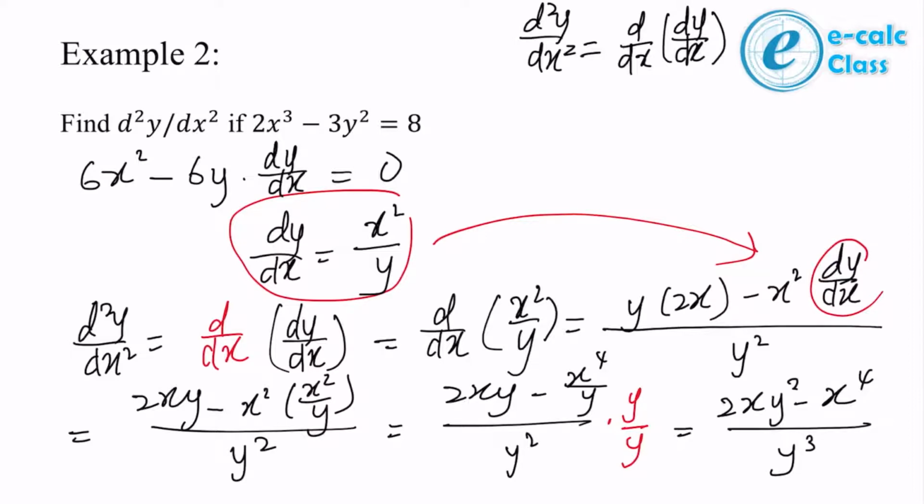And if you want, you can also split it into two terms, which is 2x over y minus x to the 4th over y cubed. Also can. Okay?